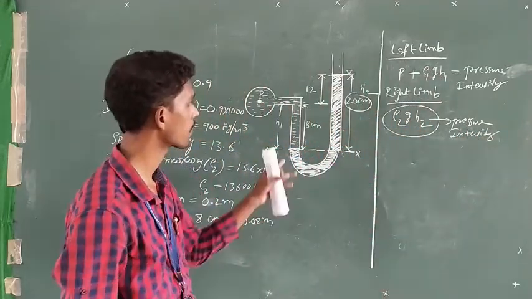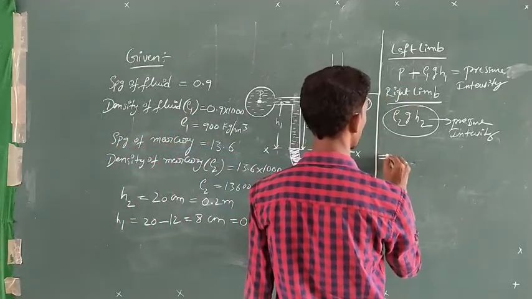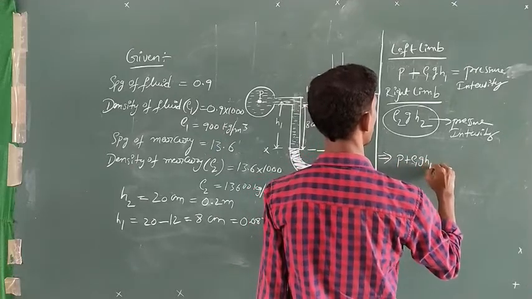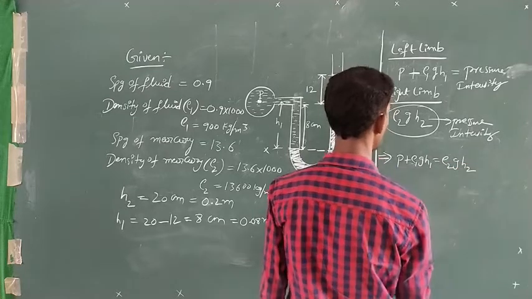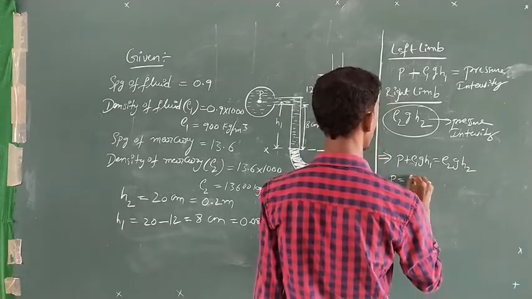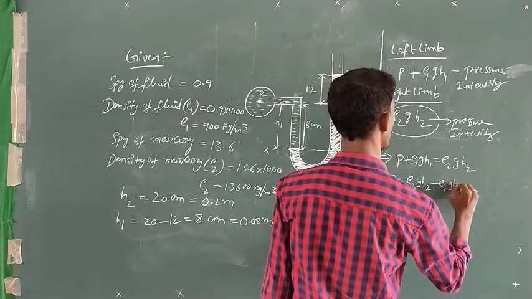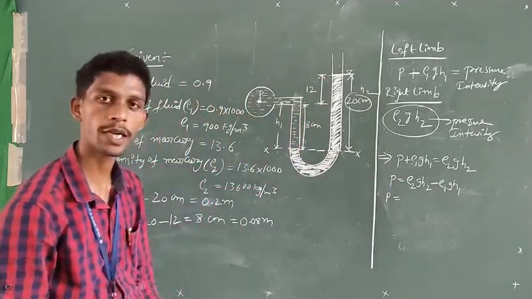So right, equate left limb is equal to right limb. From these two conditions, we can write P plus ρ1 g h1 is equal to ρ2 g h2. So P is equal to ρ2 g h2 minus ρ1 g h1. Right? Substitute the values in that formula, you will get the answer.